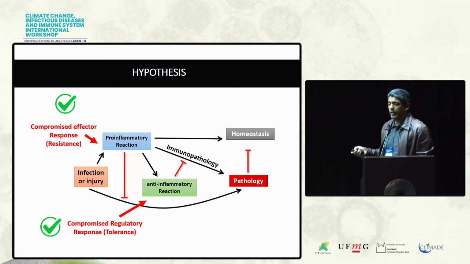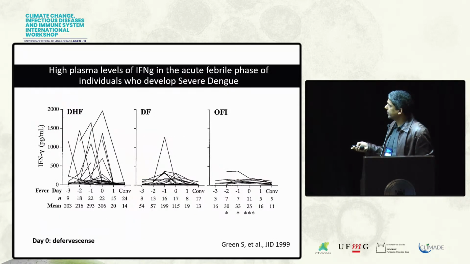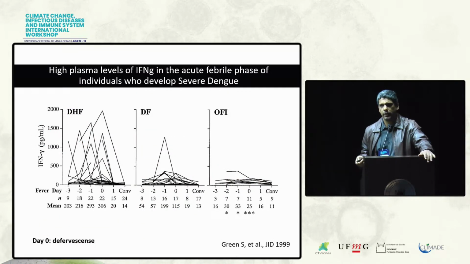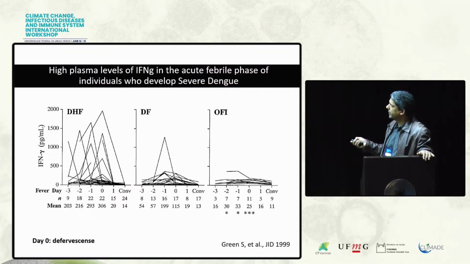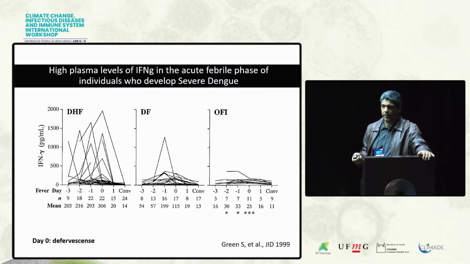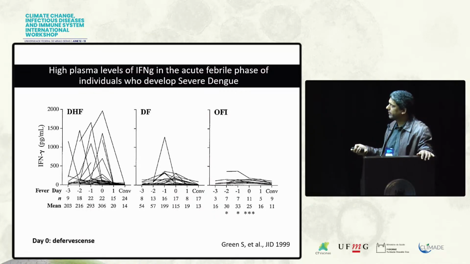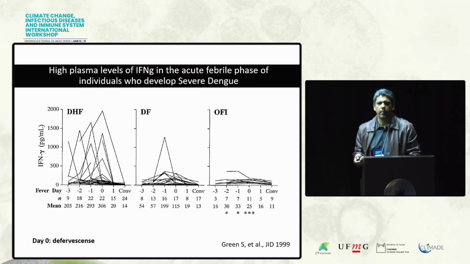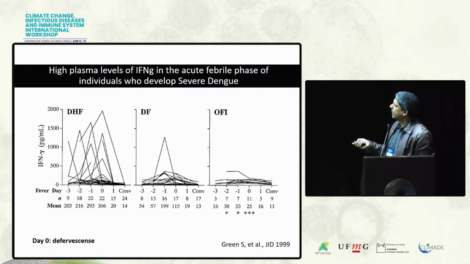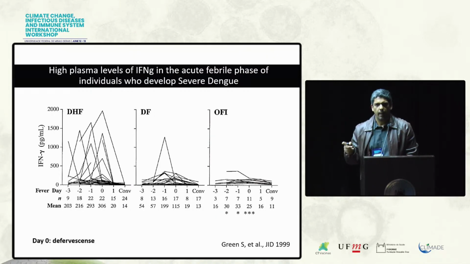So that gave us a problem, because in the literature, there was this data here showing that individuals that develop hemorrhagic dengue fever, it was a late 90s paper where the classification was different. And in this paper, Sharon Green showed that individuals that develop hemorrhagic dengue fever have higher levels of interferon gamma in the circulation before the defervescence. In my data, I evaluated after the defervescence, when the critical phase starts.